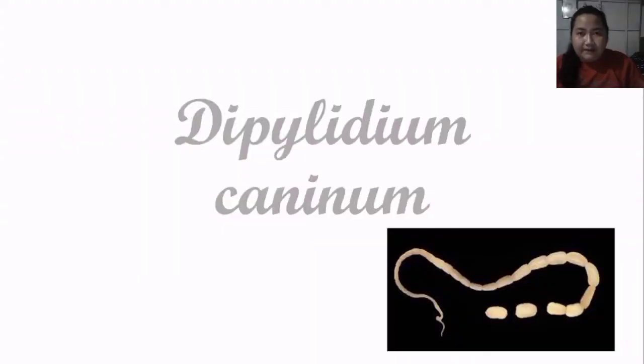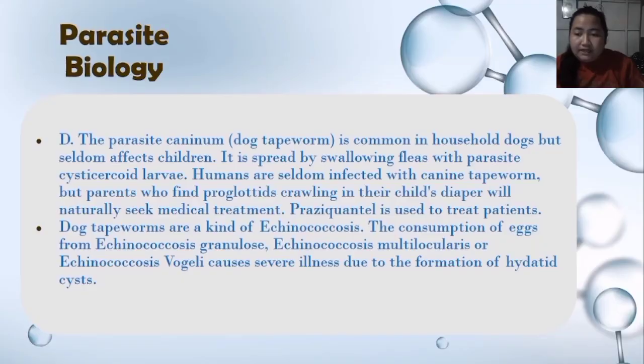Dipylidium caninum. Parasite biology. The parasite D. caninum, or dog tapeworm, is common in household dogs but seldom affects children. It is spread by swallowing fleas with parasite cysticercoid larvae. Humans are seldom infected with canine tapeworm, but parents who find proglottids crawling in their child's diaper will naturally seek medical treatment. Praziquantel is used to treat the patients.